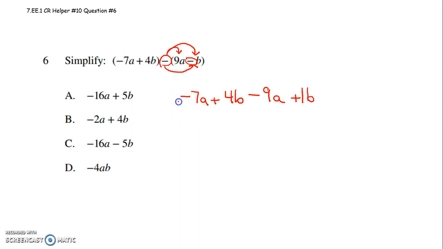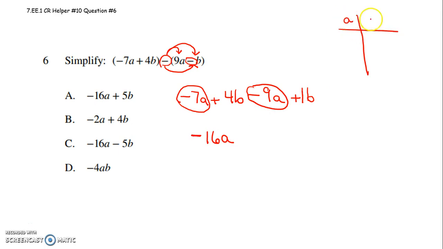Right here, I'm going to combine my a's. Minus 7a might be like you lost 7 apples. And then you lost 9 more apples. How many apples did you lose? You've lost 16 apples. Your teachers might have you do a chart with your A's and your B's, and they might have you do negative 7a minus 9a to come up with negative 16a. And then they'll have you combine your B's.